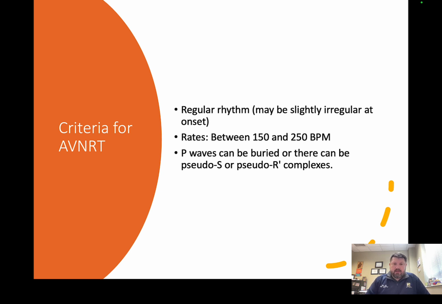Now, one thing to consider, treatment-wise, we're going to figure that any SVT that's narrow and rapid and regular will be AVNRT until proven otherwise.